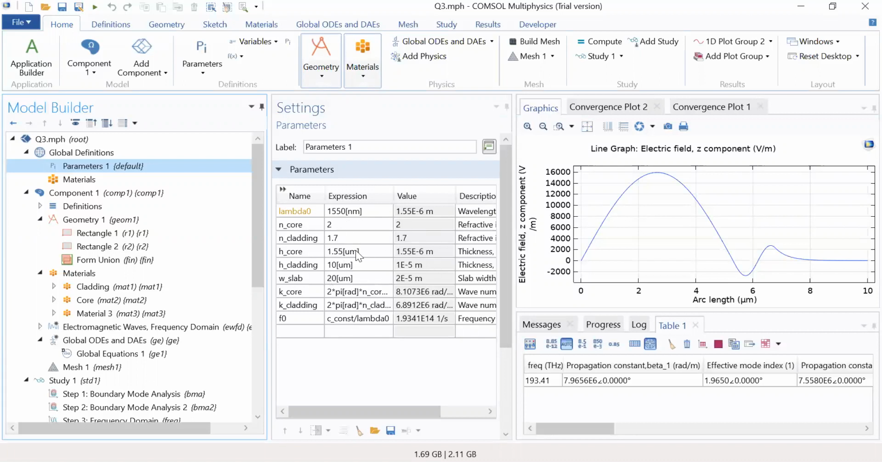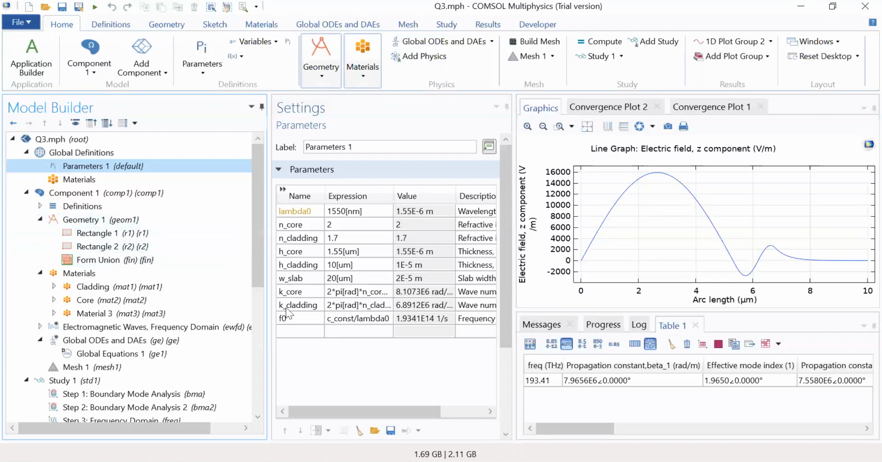In this asymmetric waveguide, the refractive index of both the cladding region and the substrate region must be unequal. And the thickness also must be unequal. So we need to define these parameters separately, and we do this in the geometry section.